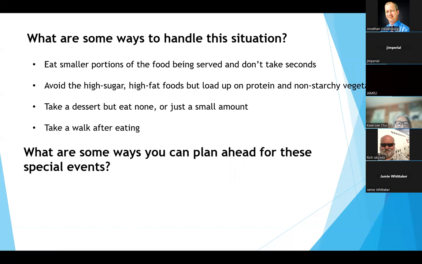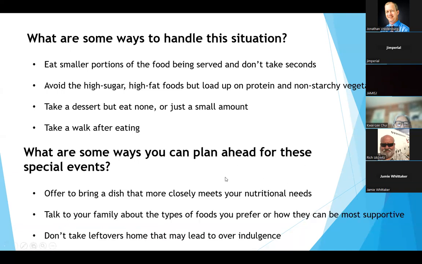You can also continue to work on the assertiveness skills by using those I statements. Say, look, I feel better if I didn't eat that. I would appreciate it if I didn't eat that. It would be much better on my blood glucose level. So you focus on the I and not you, and you're going to usually have a little bit better result there. Planning ahead for these types of situations, you could offer to bring a dish that's closer to your nutritional needs. That's a very common way to navigate this particular issue.